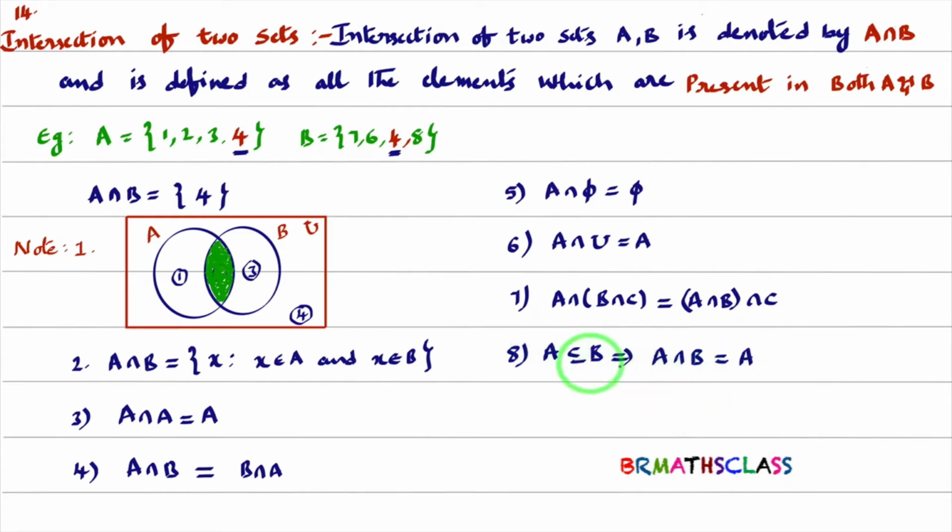You remember, when we do their union, in case we write A union B, we will get the bigger set. If A is a subset of B, B is the bigger set. When we do their union, we will get the bigger set. When we do their intersection, we will get the smaller set. This is just a trick to remember these formulas. I hope you understand about intersection of two sets.